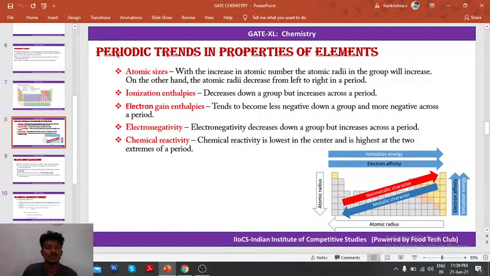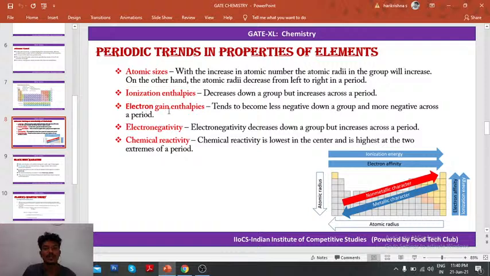Okay, then let's see atomic sizes. With the increase in atomic number, the atomic radii in the group will increase. On the other hand, the atomic radii decrease from left to right in a period. Yes. Then next is ionization enthalpy. Ionization enthalpy decreases down a group but increases across a period. So across a period it will increase, and in groups it will decrease.